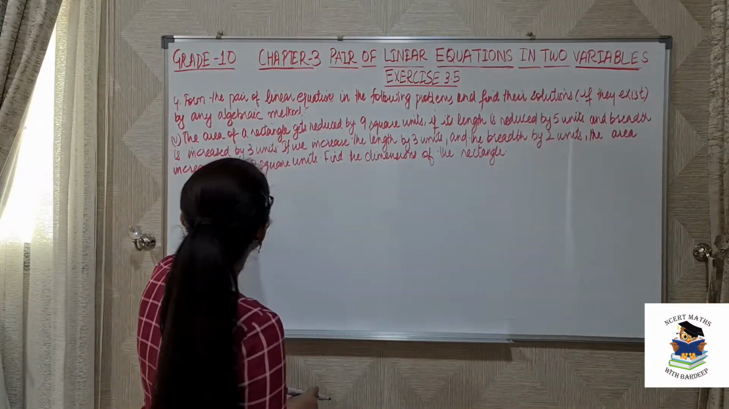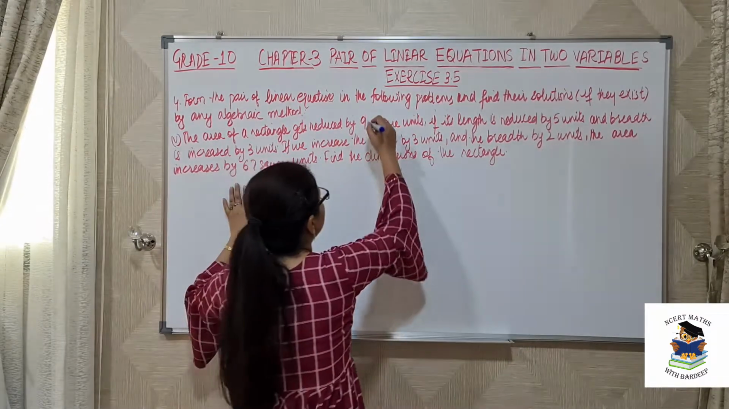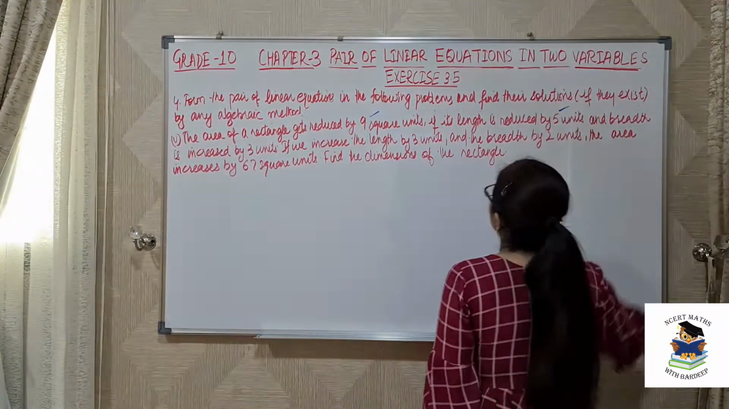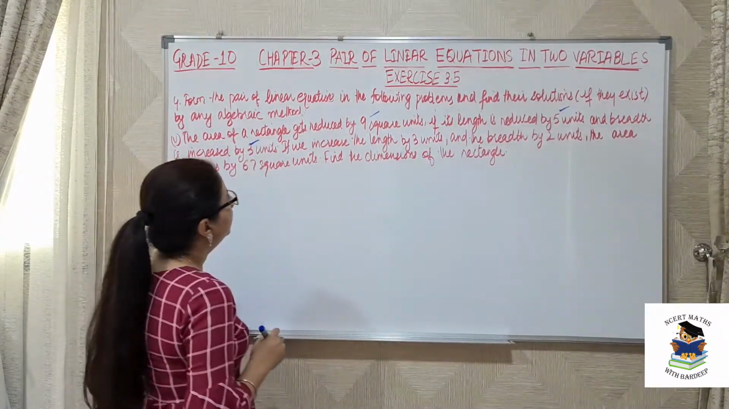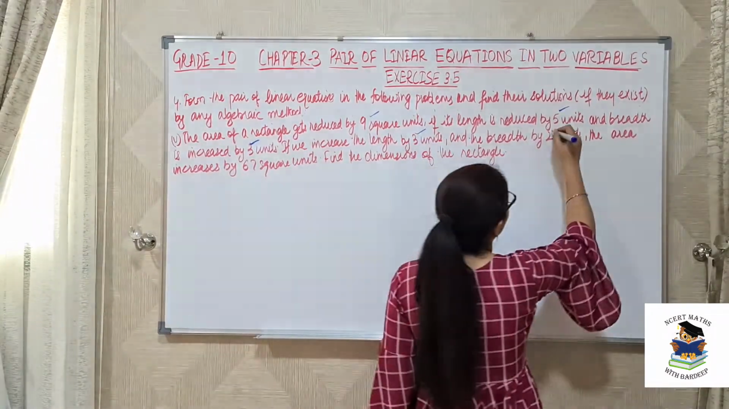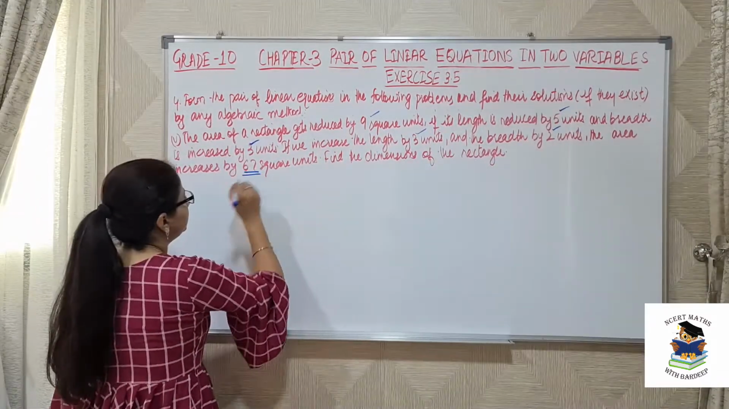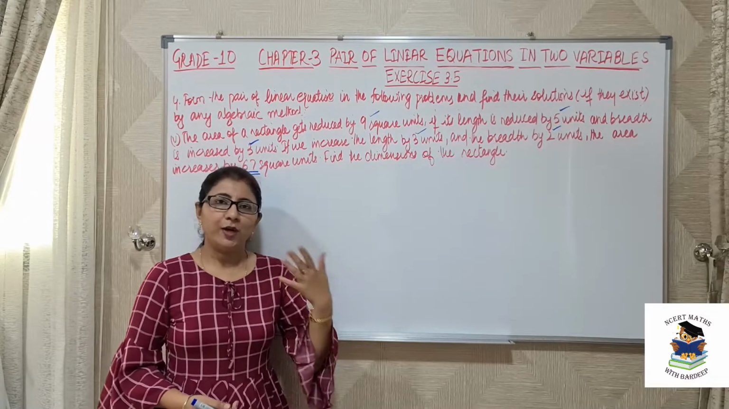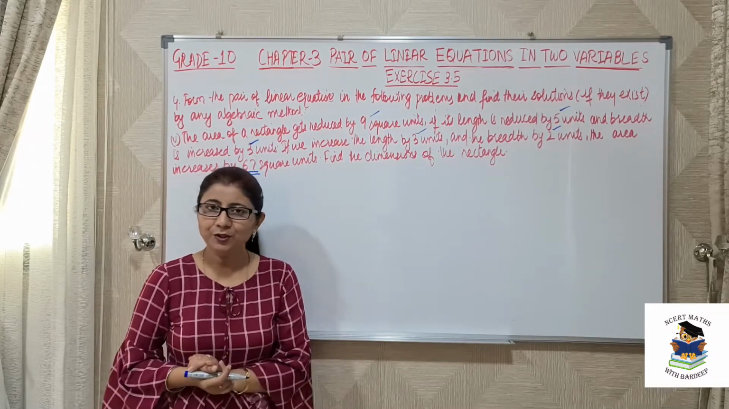So fifth part is the area of a rectangle gets reduced by 9 square units if its length is reduced by 5 units and width is increased by 3 units. If we increase the length by 3 units and width by 2 units, the area increases by 67 square units. So find the dimensions of the rectangle. As you already know, what is the area of a rectangle? That is always length into width.